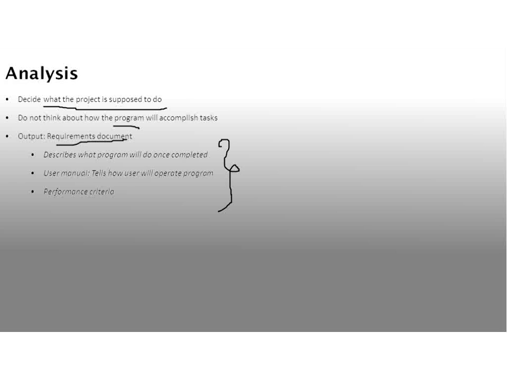First one is the description of what the program will do once it is completed. So it's a description in the form of plain English language. Secondly, a manual which will tell the user how to operate the program. And finally, the performance criteria. So these are the 3 outputs that will be there in the requirement document. So it's in plain English language. There is no coding, no technical terms, nothing.